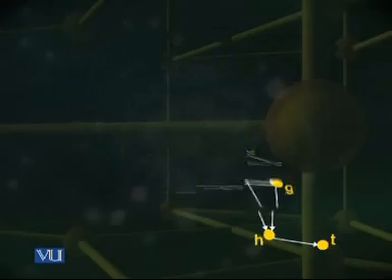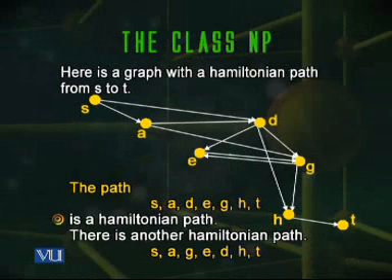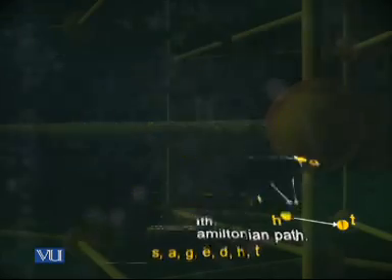Therefore, this is a Hamiltonian path in this graph from S to T. Well, let's look at the same graph once again, because it has another Hamiltonian path. A graph can have more than one Hamiltonian path from S to T. In this graph, another Hamiltonian path starts from S, goes to A, then goes to G, and then E, and then goes to D, and then H and T. So we have seen an example of a graph which has two Hamiltonian paths.